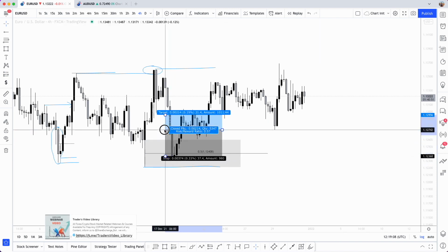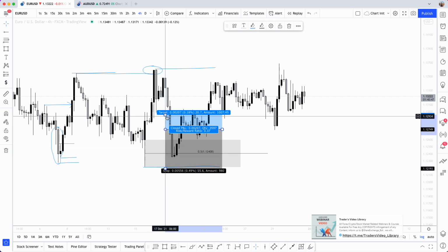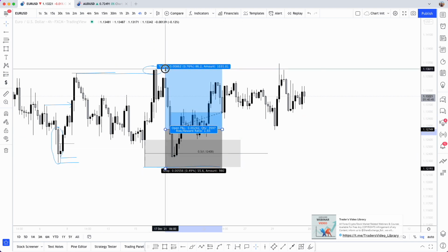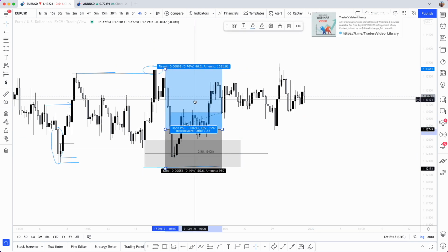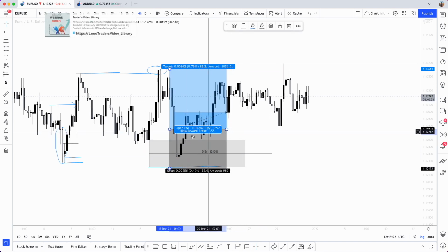Okay, let's go from the OB itself. We go to the OB and we want to put our stop losses below the low, okay? And this is only on the 4 hours, so there's no refinement at all. This gives it a 55 pip stop and is only a risk reward of 1.55, okay?